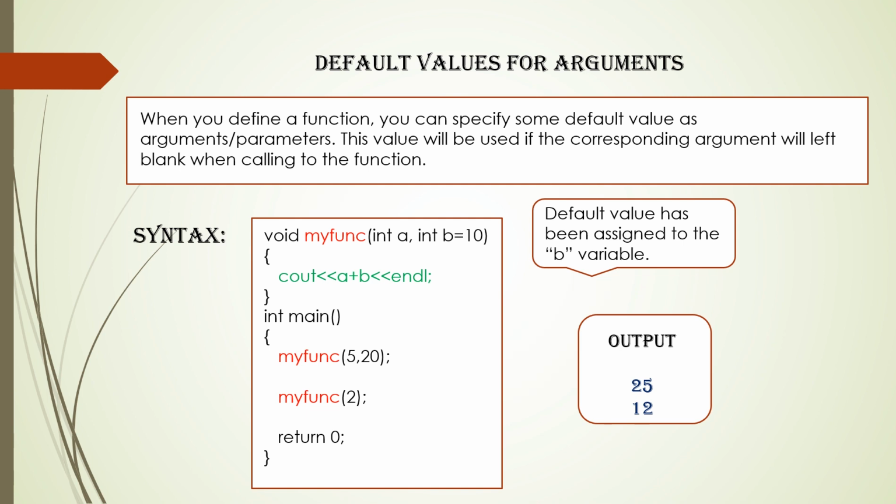In the second time, I have called the same function with only one value. So this time it will be assigned this value to the variable a and value b will be assigned automatically. That is the default value. See the output, you will get it clear.